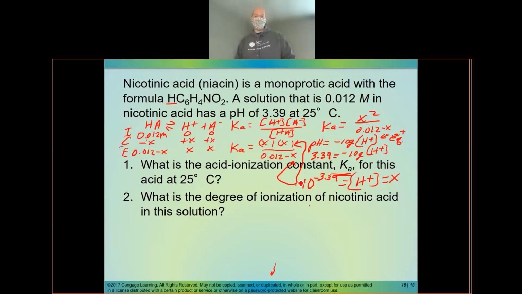To get your degree of ionization, remember that is x divided by your initial. Now, the question asks for degree of ionization, so we don't multiply by 100. And so we simply take our 10 to the negative 3.39, whatever your calculator reads for that, divided by your initial, which is your 0.012. And that's your answer for degree of ionization.